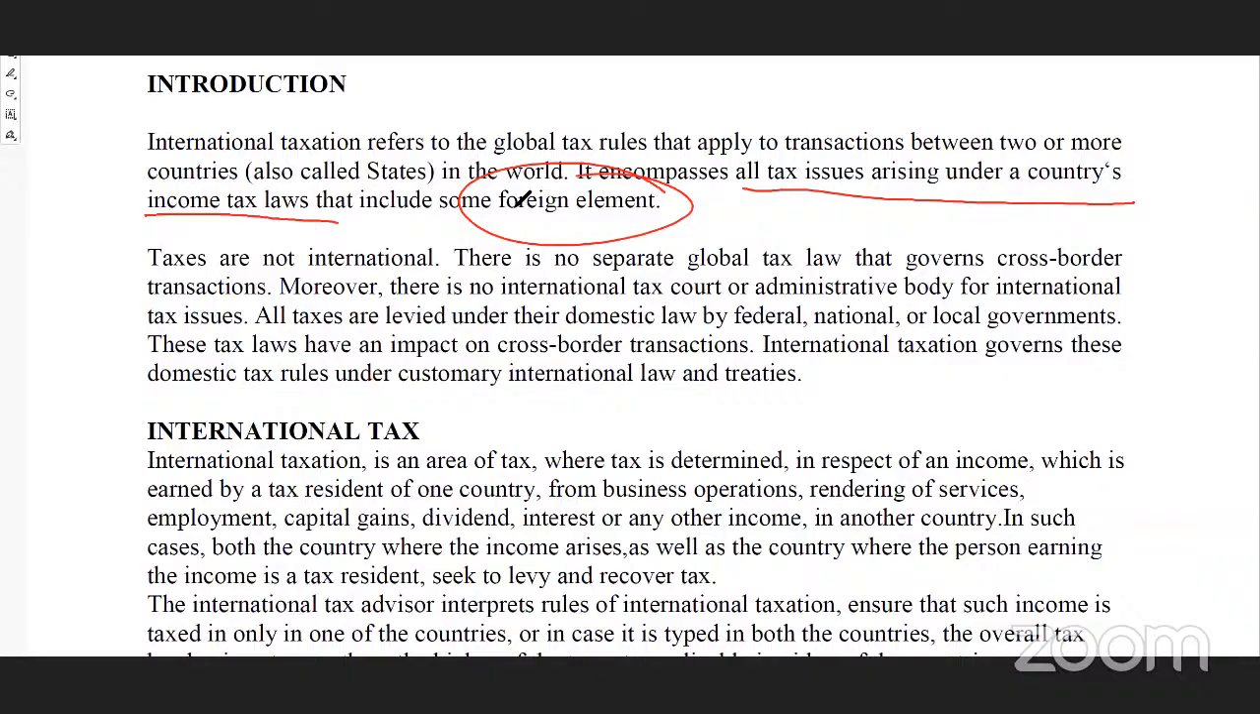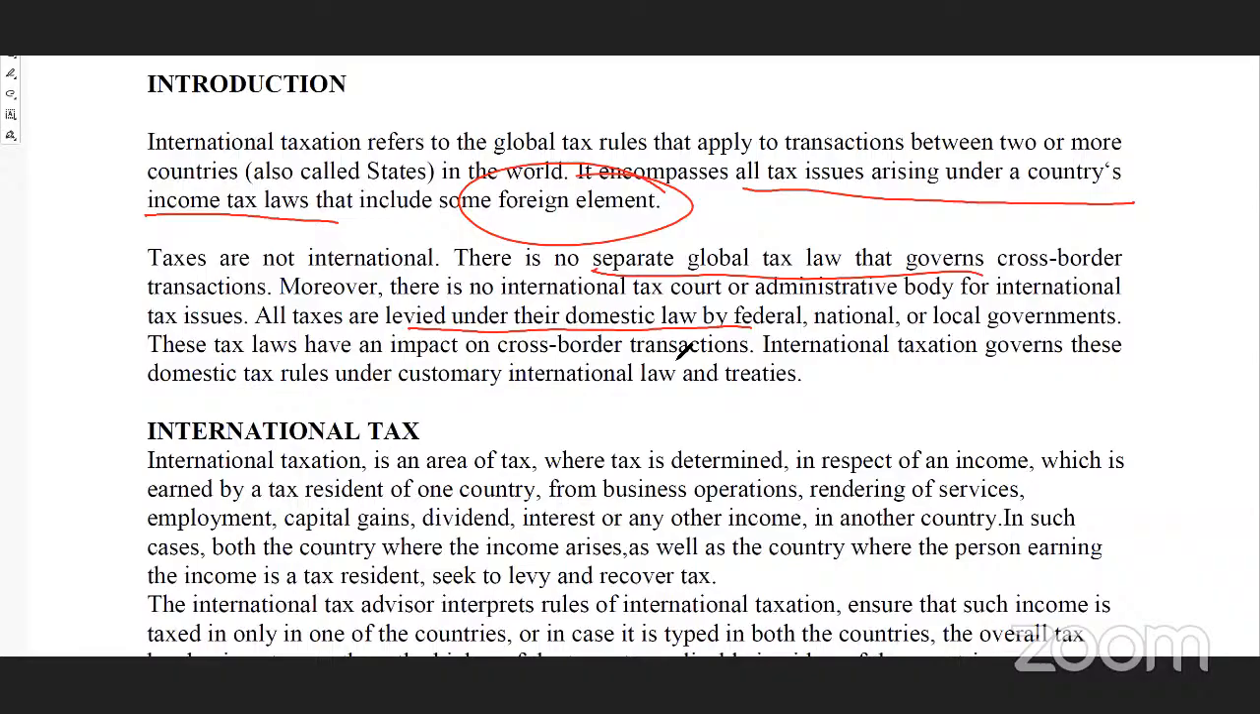So taxes are actually not international, and there's no separate global tax law that governs cross-border transactions, no law that treats all cross-border transactions. It's not there like that. So there's no international tax court or any administrative body for international tax issues. All taxes are levied under a domestic law.